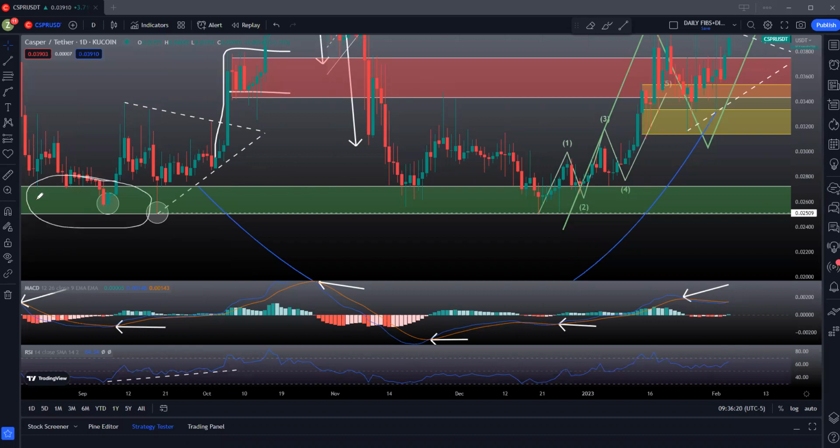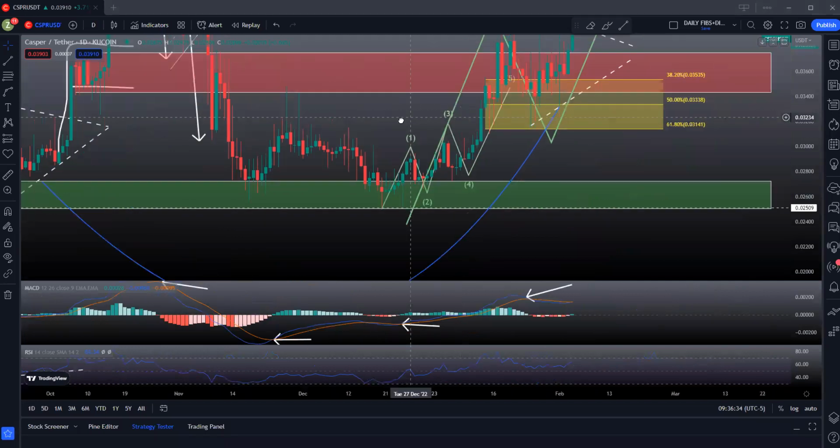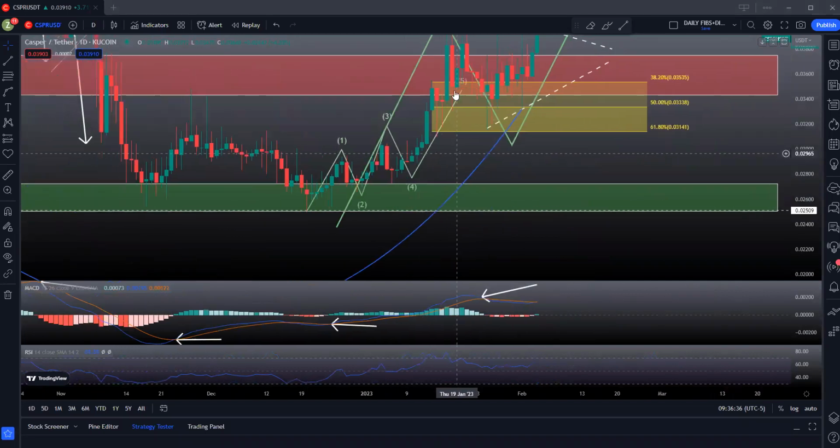Multiple times, buyers pushed the price up on Casper here in the past, back in September, and then here in November and December as well. We established this nice demand zone and we were able to push up. So we were looking originally for a nice 1, 2, 3, 5 structure to take us up here to our overhead supply zone. And we were able to get that.